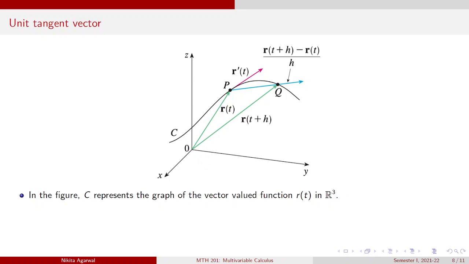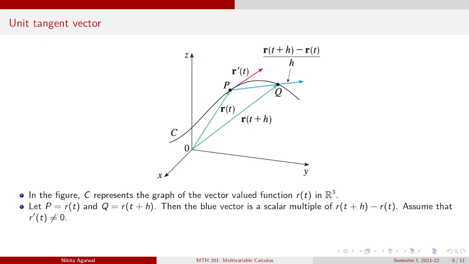Okay. Now let us define this useful concept of unit tangent vector. We have already defined tangent vector, right? For a vector valued function r, its tangent vector is nothing but r prime. Just like when we talk about paths, right? So in the figure, C represents the graph of a vector valued function r(t) in R3. So you can see that this black solid curve is the graph of the vector valued function r(t).